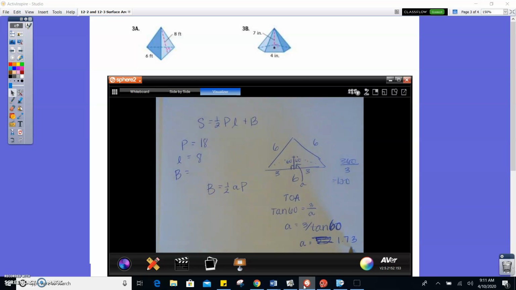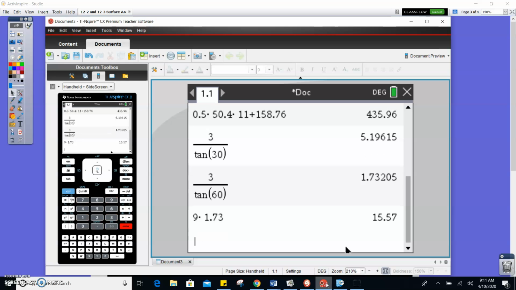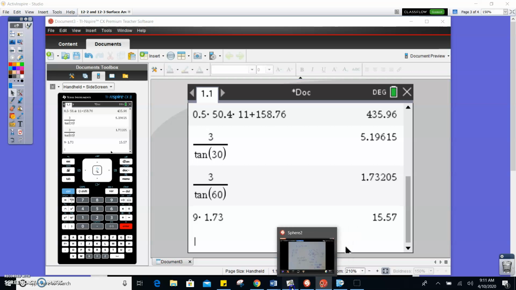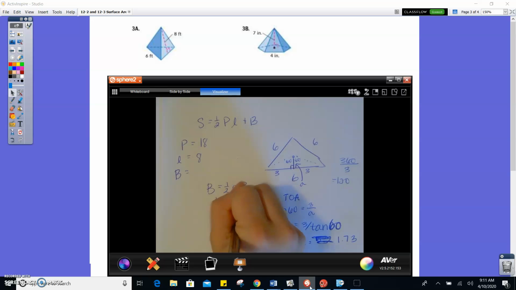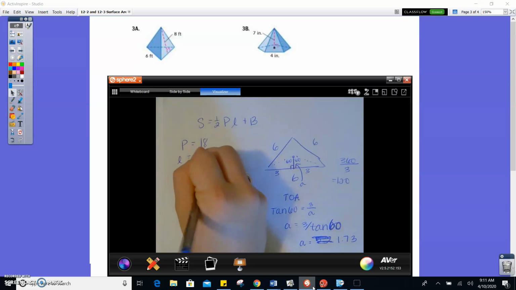So now I know the length of the apothem. I can substitute that in to find the area of the base. So 1/2 the apothem, which is 1.73, multiplied by the perimeter of the base, which is 18. So half of 18 is 9, so I'll take 9 times 1.73, and that gives me an area of the base of 15.7. Excuse me, 15.57, which I'm going to round to 15.6.